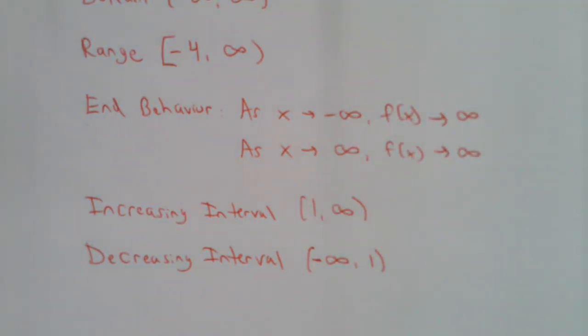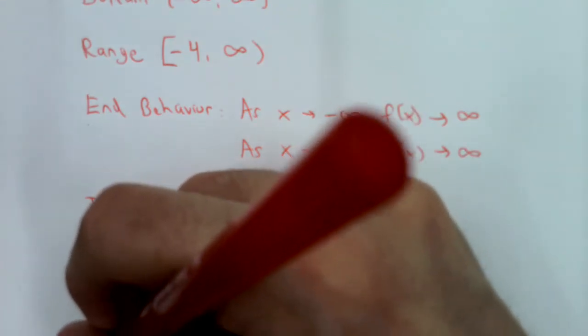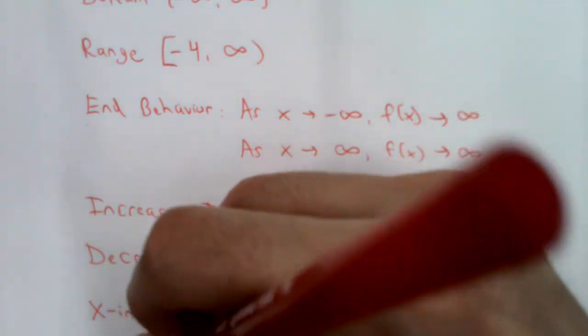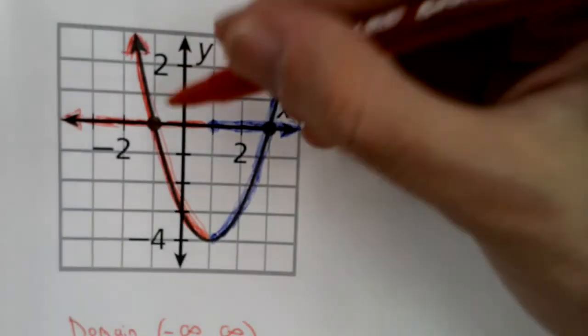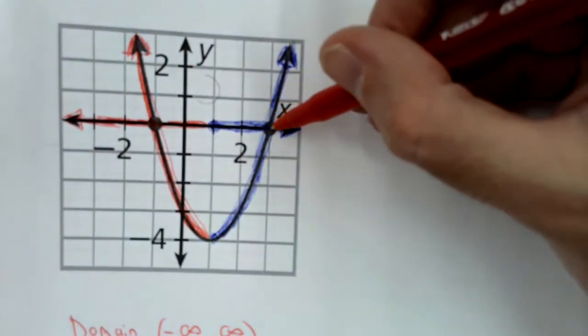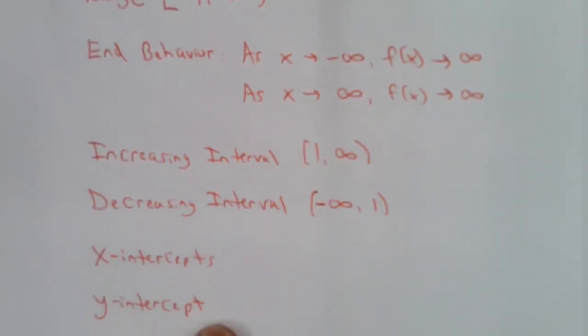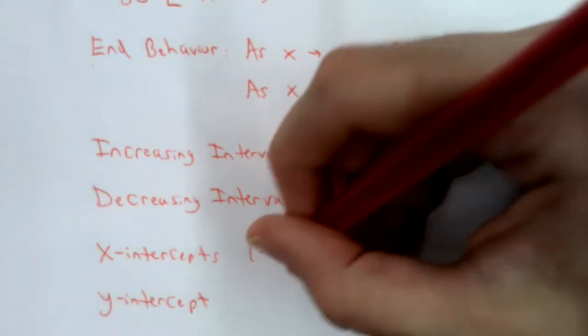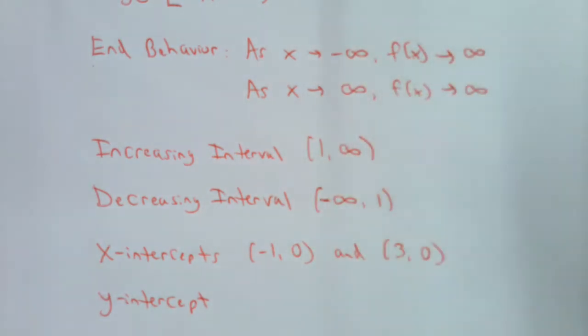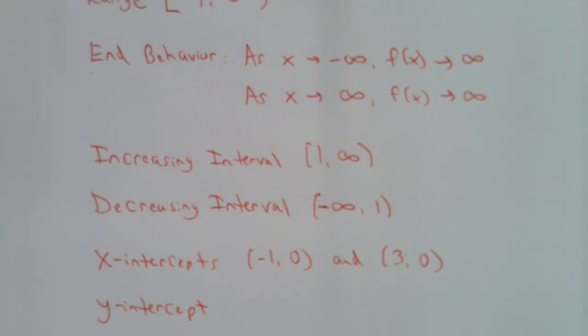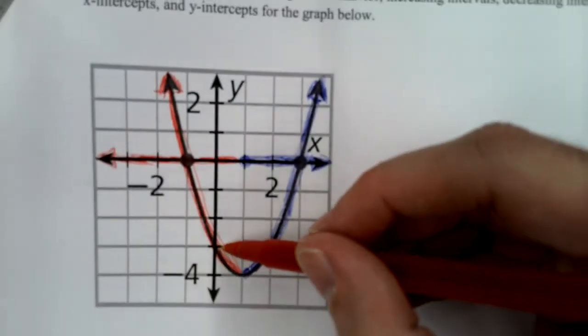And last but not least, the X-intercepts and the Y-intercept. This one's going to have 2 X-intercepts. The X-intercepts are where it crosses the x-axis. So -1, 0 and 3, 0. And the Y-intercept is where it crosses the y-axis, which is right there, 0, -3.